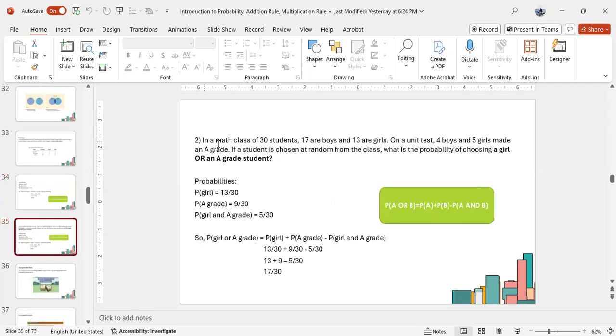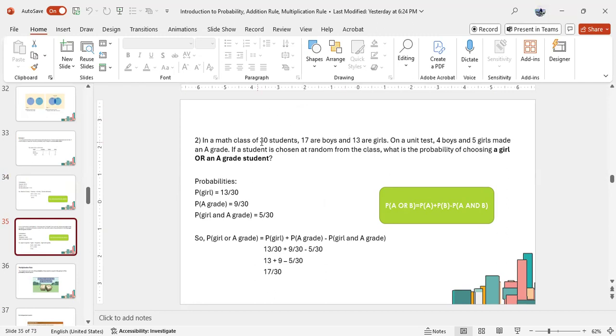Another example: in a math class of 30 students, 17 are boys and 13 are girls. On a unit test, 4 boys and 5 girls made an A grade. If a student is chosen at random from the class, what is the probability of choosing a girl or an A grade student? Probability of girls would be, what is the total number of girls?